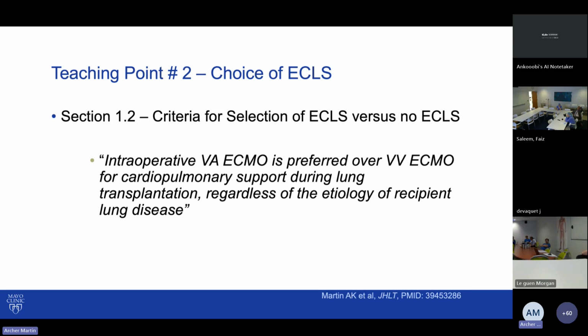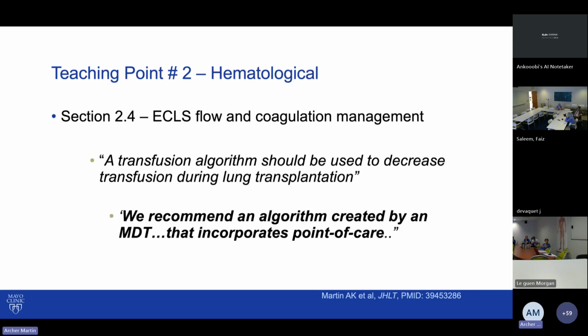And when we look at choice of ECLS, section 1.2, intraoperative VA ECMO is not just preferred over cardiopulmonary bypass, it's also preferred over VV ECMO for cardiopulmonary support, regardless of the etiology of recipient end-stage lung disease. So as we look at VA versus VV ECMO, it's really outside the purview of this talk to get too deep into some of these individual statements. All that is to say, the group felt very strong that if you're going to use ECMO, you should use VA ECMO over VV.